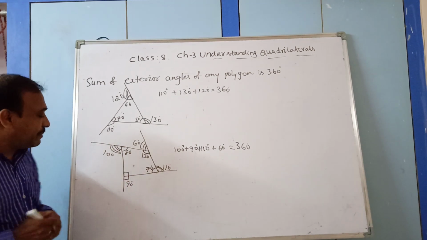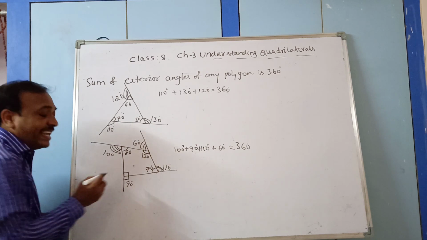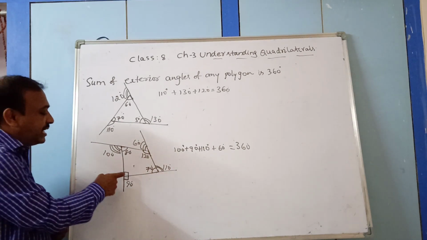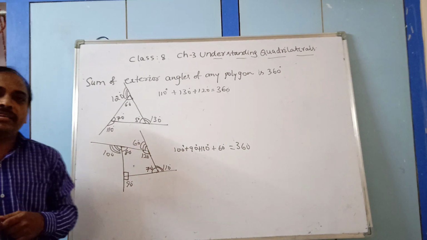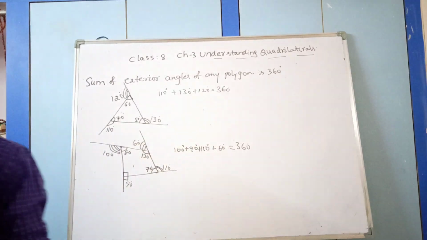This symbol represents what? 90 degrees. This symbol represents 90 degrees. Clear? Right.